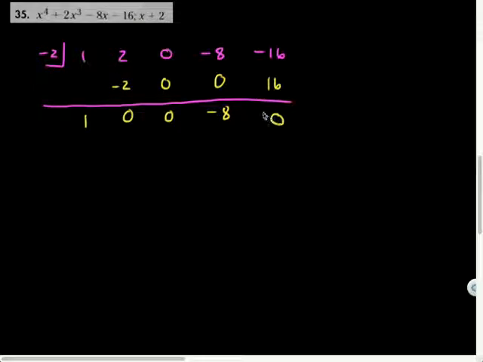Bam! And hey, what do you know? Remainder 0. That's good news for us. That means that this truly is a factor according to the Factor Theorem. Good stuff. Also, that means -2 is an x-intercept there. So, question, what is my depressed polynomial g of x? x cubed minus 8.